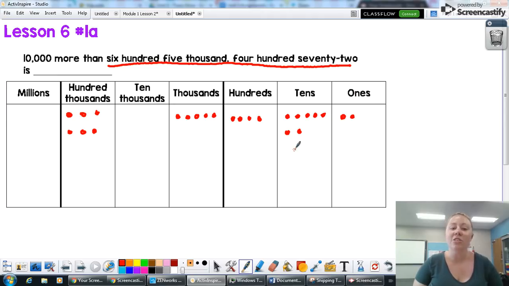Okay? The question asks for 10,000 more. So what I need to do is I just need to draw a place value disc in the 10,000s place since it wants 10,000 more. So I'm going to put a 10,000 here. So my new answer, I don't have to do any regrouping because I didn't get to 10,000s in here, is I still have 6 in the 100,000s. So I'm going to write a 6. I have a 1 in the 10,000s.